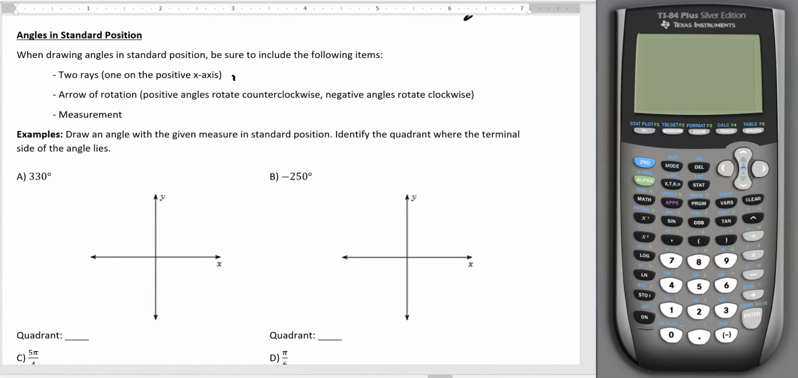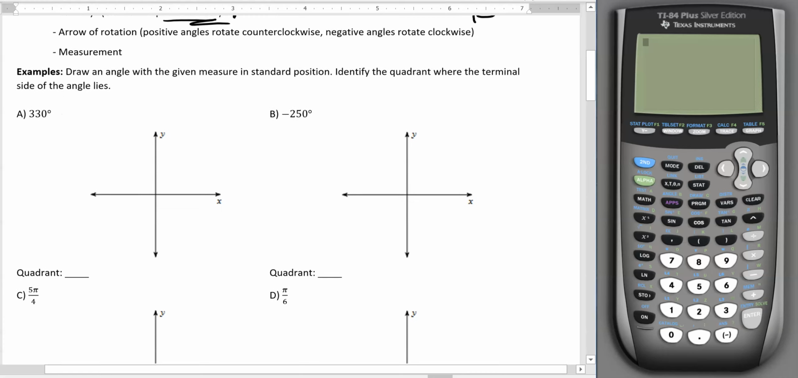We want to make sure that there are two rays, obviously one on the positive x-axis, like I said. We're going to have the arrow of rotation because we're going to learn about positive and negative angles, where positive angles rotate counterclockwise and negative angles rotate clockwise. So counterclockwise, remember, would be this direction. Clockwise would be this direction. And then we're also going to write our measurement. That's important because we're not going to be exact here. We're going to be close, but it's not like we're getting a protractor out to make these perfect angles. That's not the goal here. So let me show you what I mean.